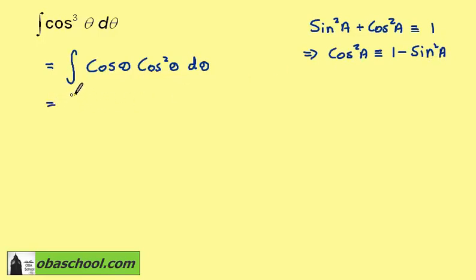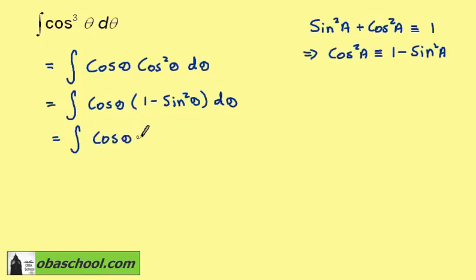Substituting back here, we get the integral of cos theta times 1 minus sine squared theta with respect to theta. And expanding the bracket, we get the integral of cos theta, take away the integral of sine squared theta cos theta, d theta. If we integrate cos theta, we get sine theta.